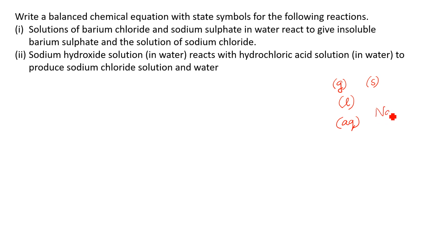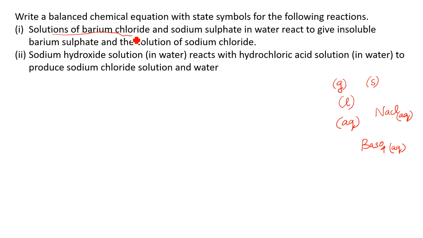Say for example, NaCl aqueous. That means NaCl is dissolved in water. Aqueous means the solvent is water. Barium sulfate aqueous means barium sulfate is dissolved in water. Okay. Now we'll convert this statement into an equation, chemical formula, and then you have to balance it.